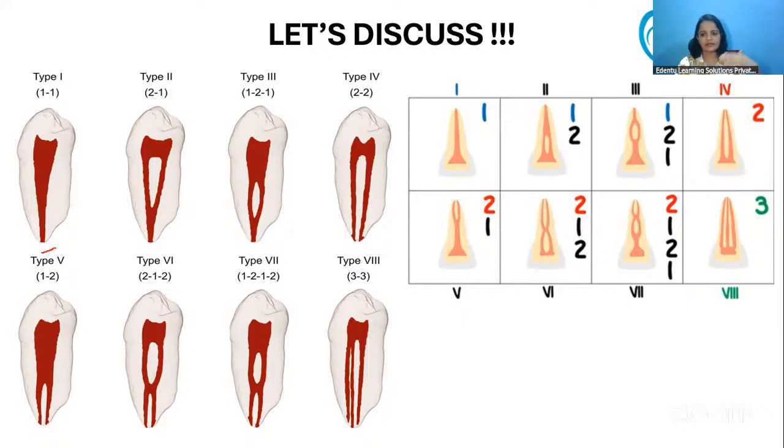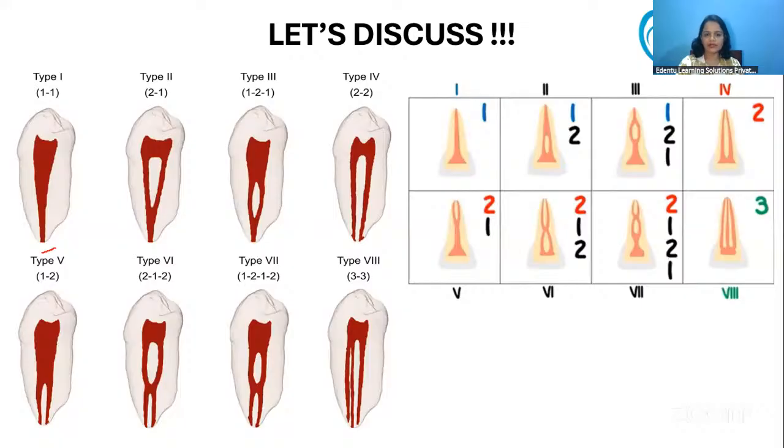Type 5, they begin as 1 from the pulp chamber and divide short of the apex and exit as 2 canals. Type 6 is again 2 separate canals, then they join in the middle and then again separate. Type 7 is again one canal leaves the pulp chamber, then it divides and rejoins in the body of the root, and finally redivides into 2 distinct canals just short of the apex. Type 8 is another simple one. 3 canals leave the pulp chamber and 3 canals exit.